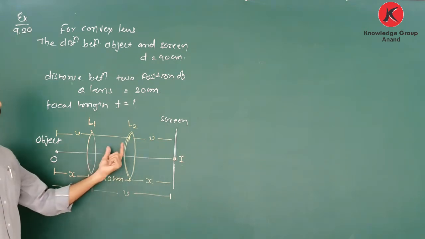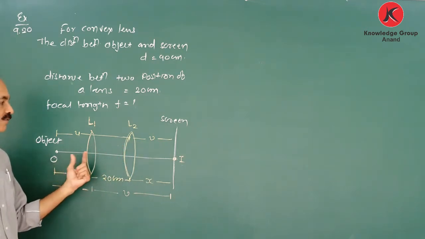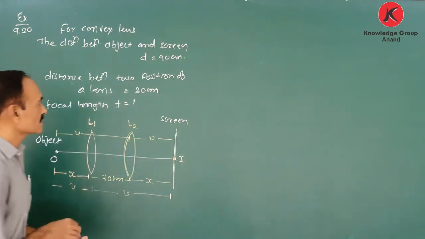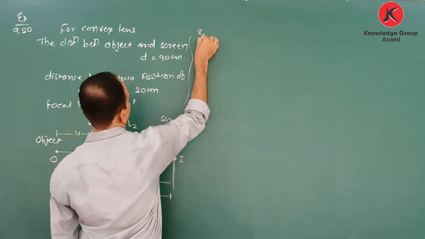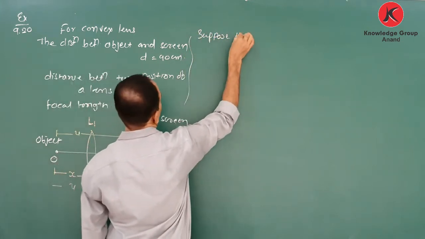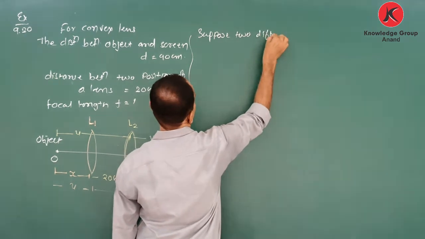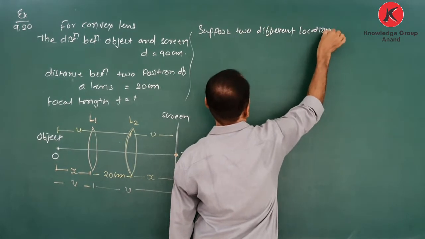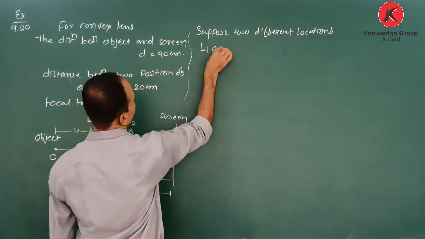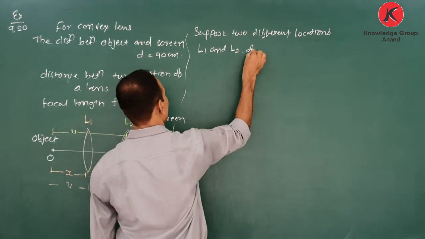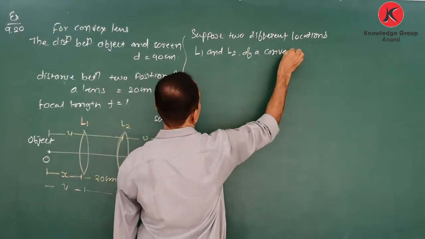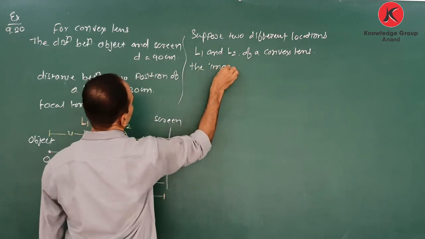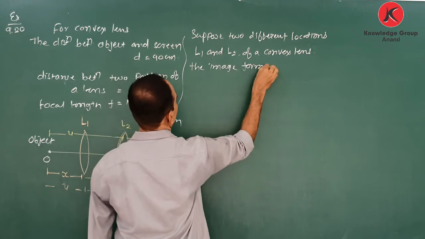Right? So we can write the answer to this question this way. Suppose at two different locations L1 and L2 of a convex lens, the image is formed on the screen.